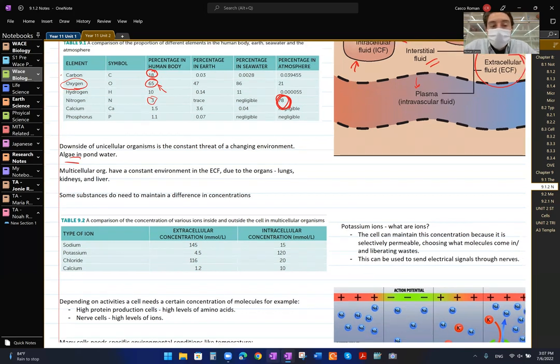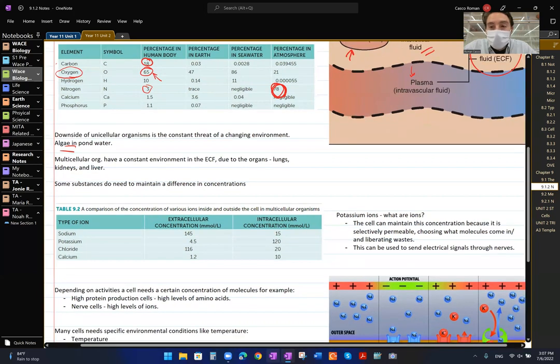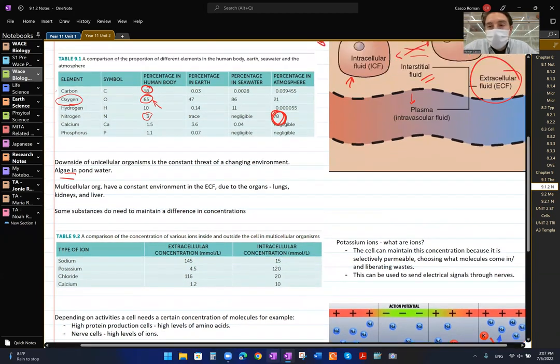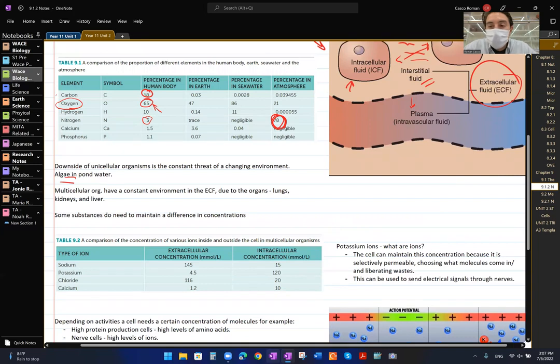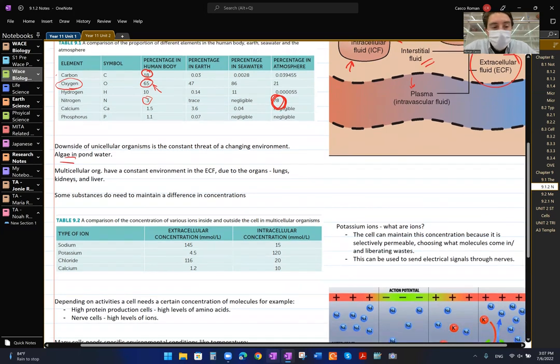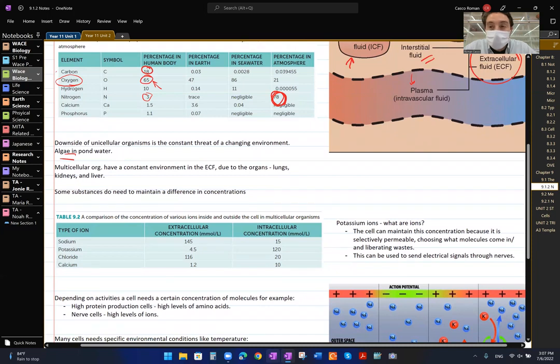So the cool thing about multicellular organisms is that the majority of our cells are surrounded by this fluid, which is pretty constant. It has a pretty constant salt concentration, pretty constant pH. So we don't have that problem of being exposed to changing environments. We have evolved our skin and other organs to protect ourselves from too much salt and too much pH change.